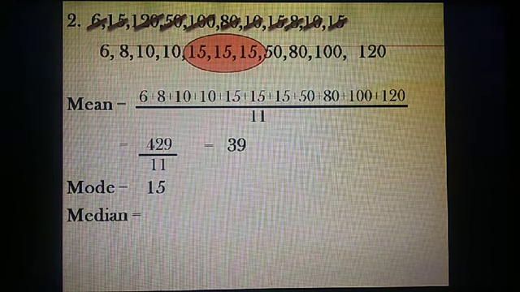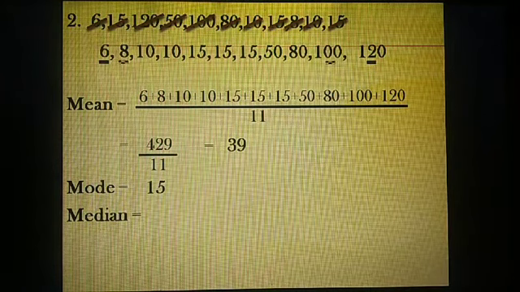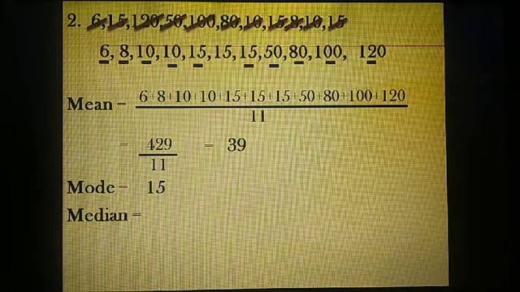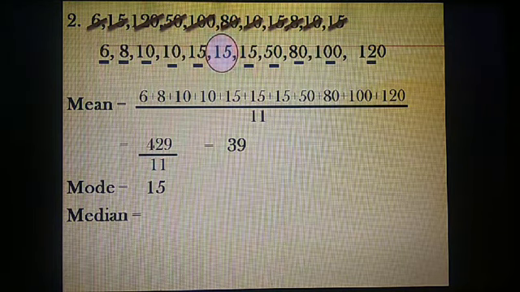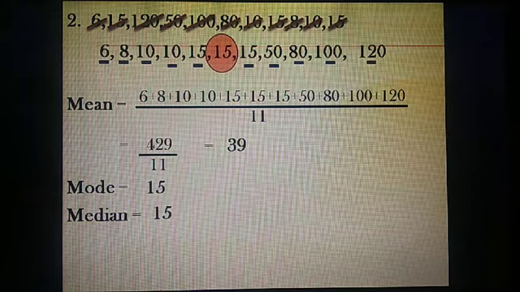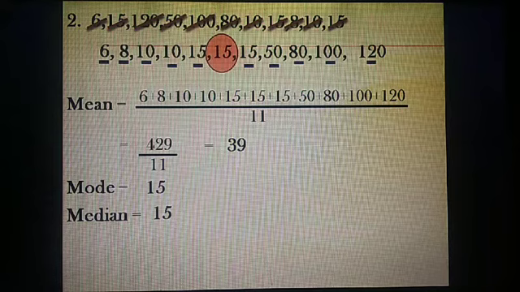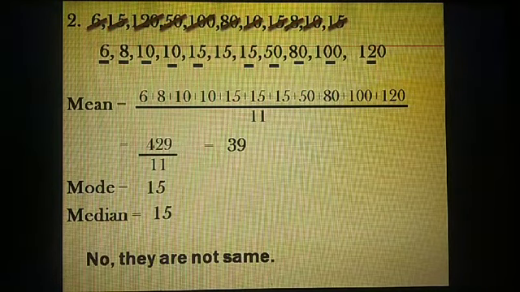Moving to median. Start from the boundary numbers and move inside. Yes, which one is left? So 15 is the median. Now the next part is, are the three, mean, mode and median, the same? You can see the mean is different. So we can say no, they are not the same.